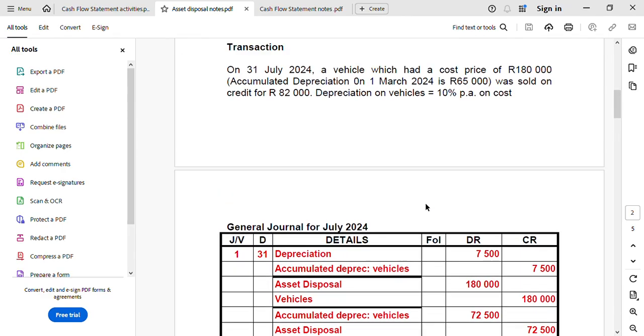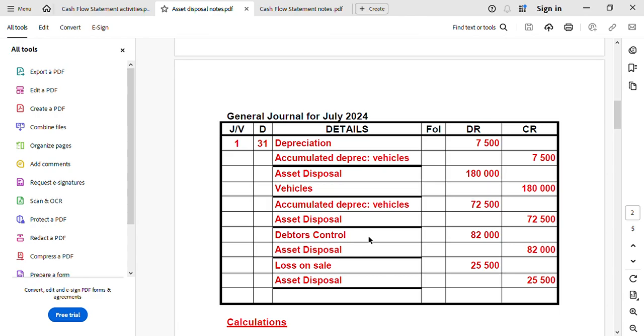The next thing is to record the selling price, and it was sold on credit. If it's sold on credit, it means debtors owe you money, so you need to increase what debtors owe you, and you debit debtors control with that amount, and asset disposal is credited.